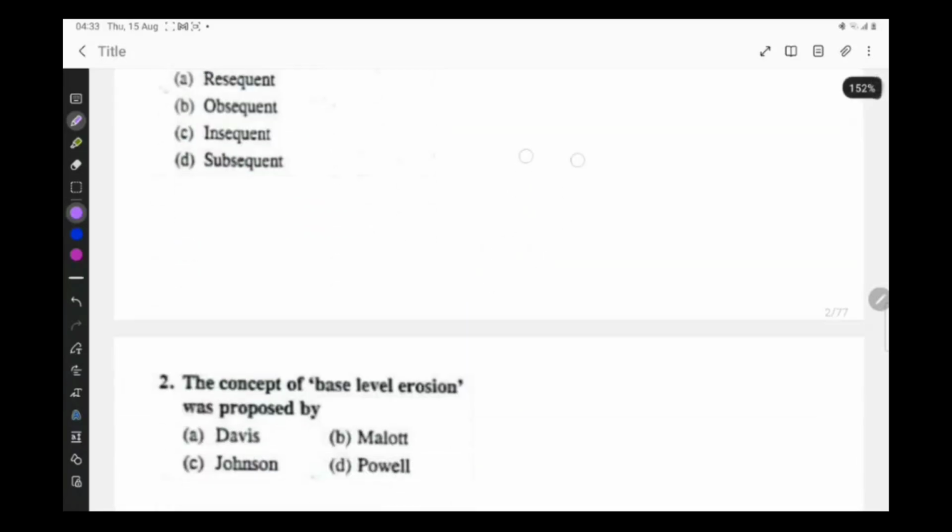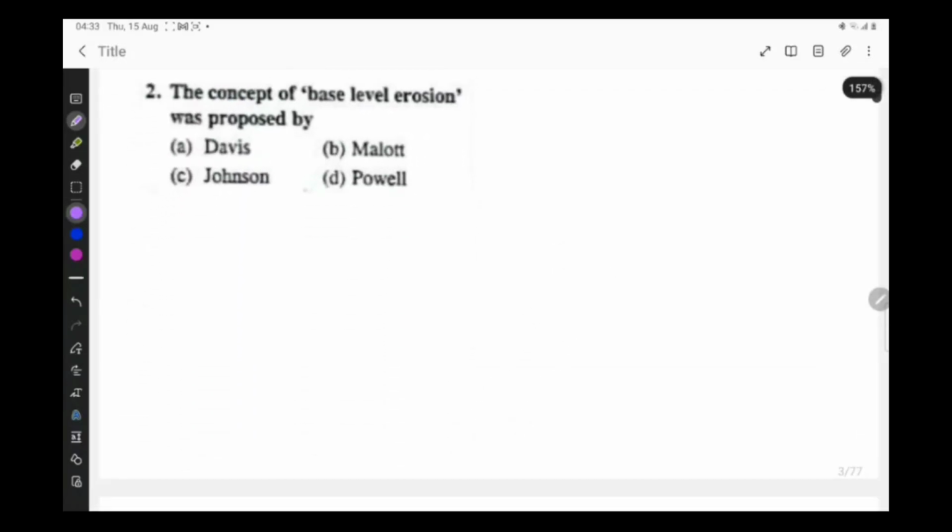Let's look at the next question. The concept of base level erosion was proposed by, the right answer is Powell. Powell was the one who proposed the idea of base level erosion, and Davis later used that concept.